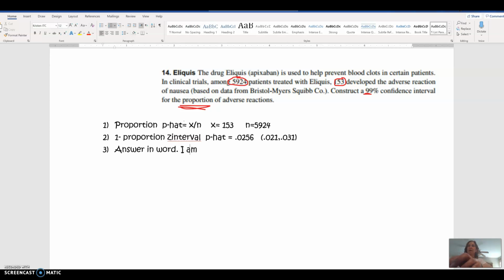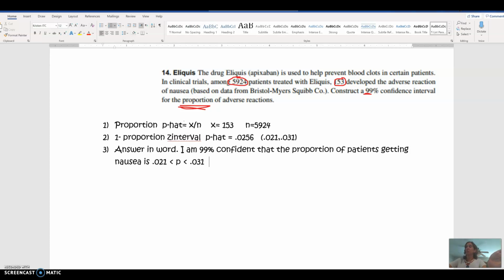So what this means is that I am 99% confident that the actual proportion of patients getting sick, which is this kind of sick is nausea, spelling is not my strong point, of getting nausea is going to be in this interval, where 0.021 is going to be less than the real proportion, so not p hat now, just little p, and 0.031, right? In other words, between 2.1% and 3.1%.